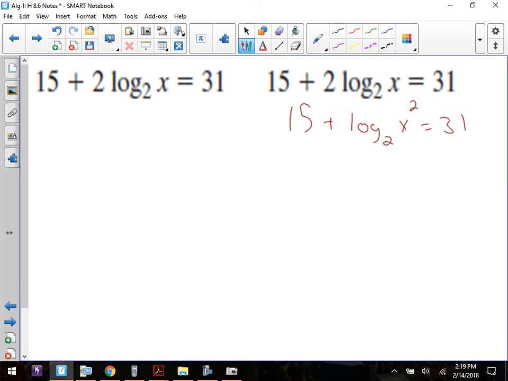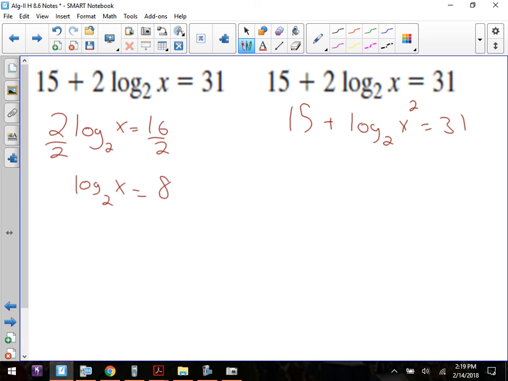Working via order of operations, I'm going to do the one on the left first. What are you going to move first? 15. All right. 31 minus 15 is how much? So you have 2 log base 2 of x equals 16. Now, you're thinking it's 2 times the log base 2. How do you want to do that? Divide by 2. So I get log base 2 of x equals 8.